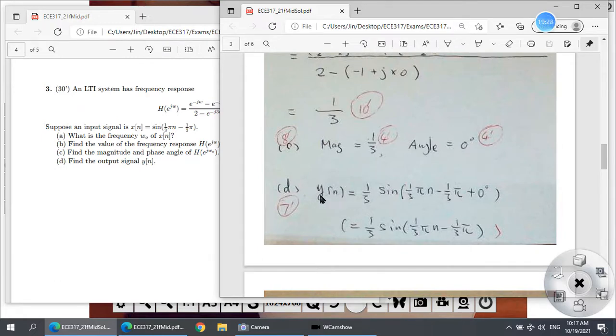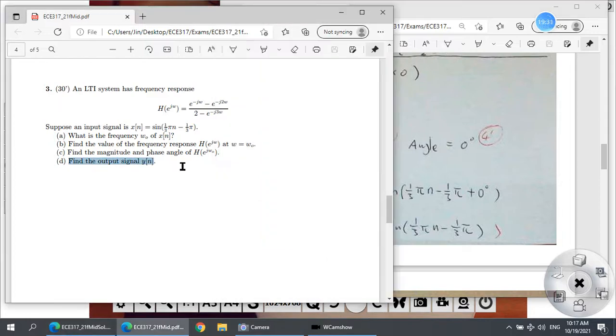Then the last question, y of n. What is the output? Actually, the whole problem is just about how to find the output when the input is a sinusoid. Of course, you can use some other method, like convolution. You try to find the impulse response, then convolve it with x, and you can find y of n. Right? It works, but it needs a lot of work. You need the inverse Fourier transform to find the impulse response, and then convolution with x.